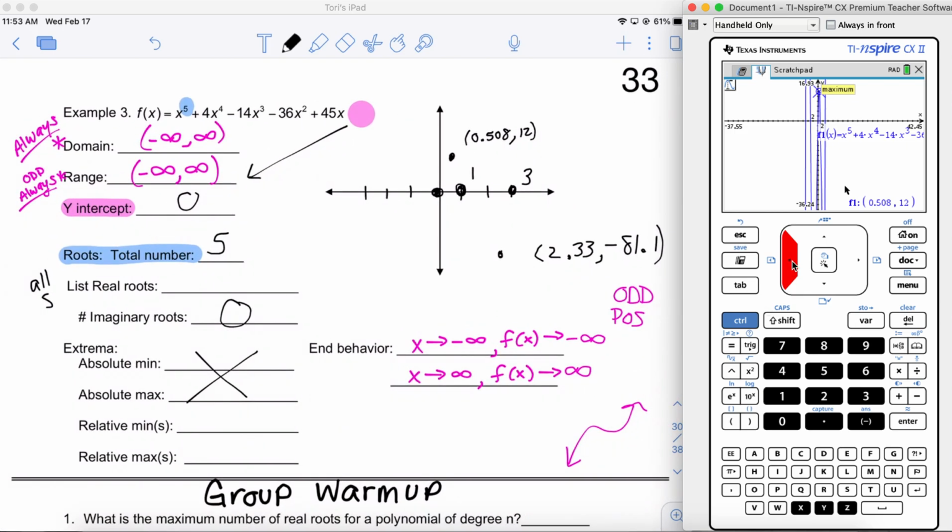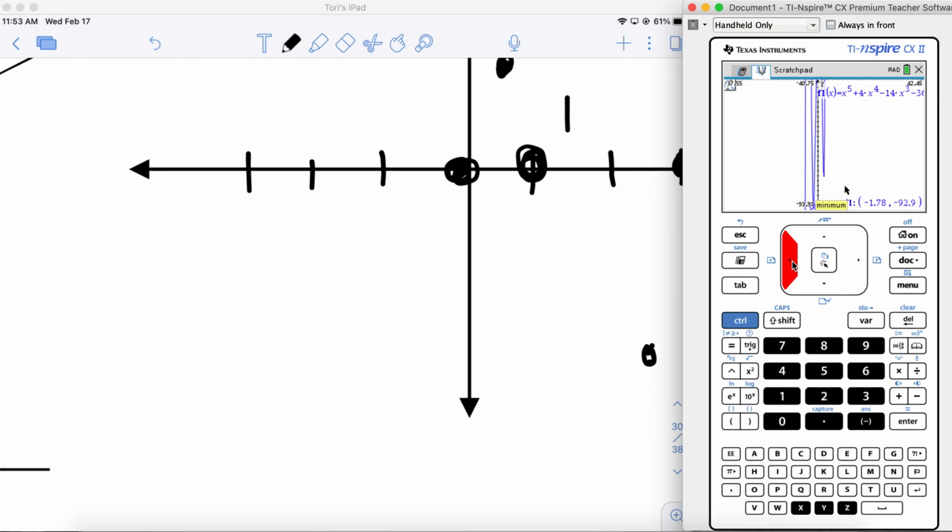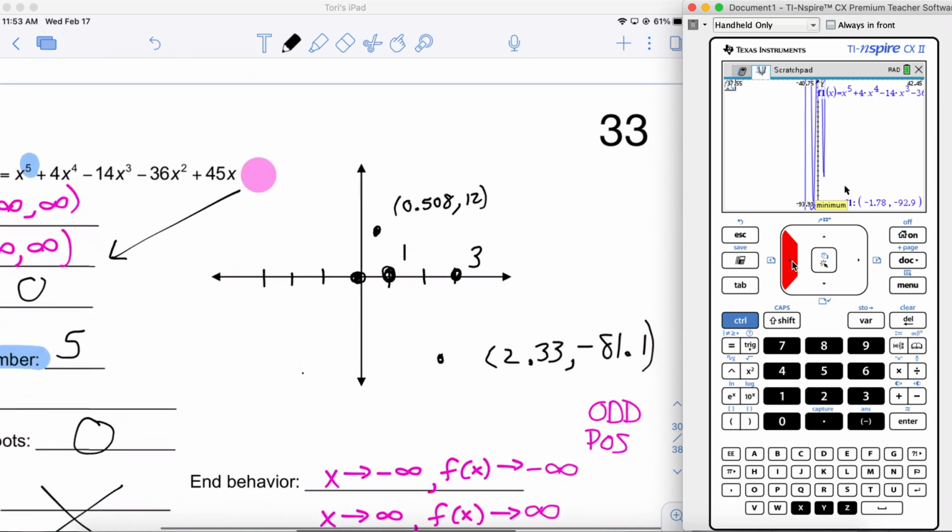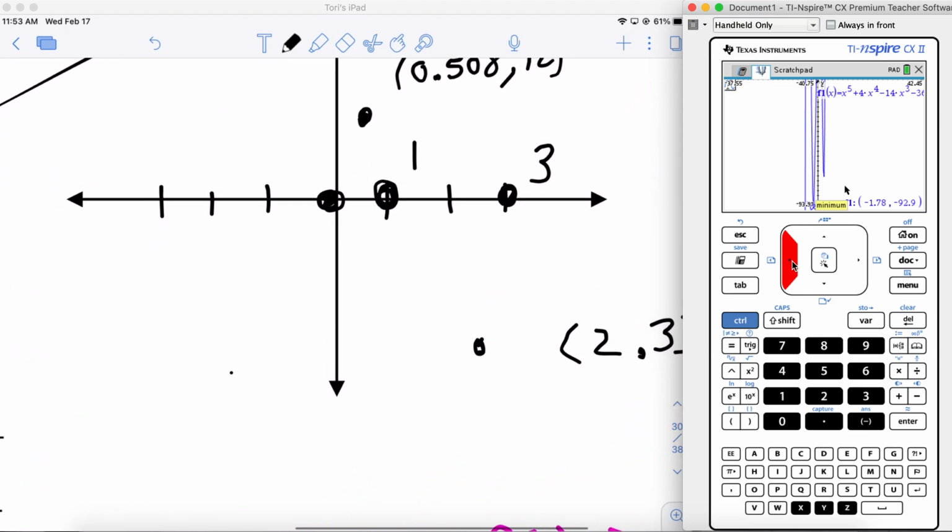All right, going slow to the left. We hit another 0. We already knew that one, right? That one's on 0, 0. Slow to the left. Going down to the bottom, we're going to find another minimum. There it is. All right, let's label it. So negative 1.7. It's going to be closer to negative 2. And it's going to be a little bit lower than the negative 81 we did before. So I'm going to go down under negative 2, but farther down than we did this one. I'm going to label it negative 1.78, negative 92.9.